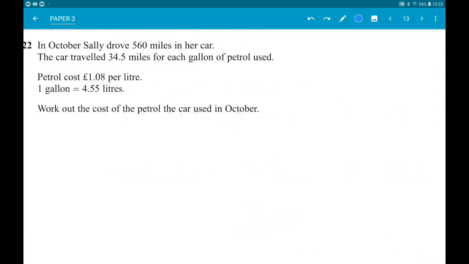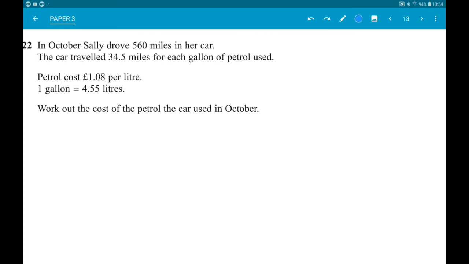Okay, number 22. So, in October, Sally drove 560 miles in her car. The car travelled 34.5 miles for each gallon of fuel used. Petrol costs £1.08 per litre. 1 gallon is 4.55 litres. Work out the cost of petrol the car used in October.